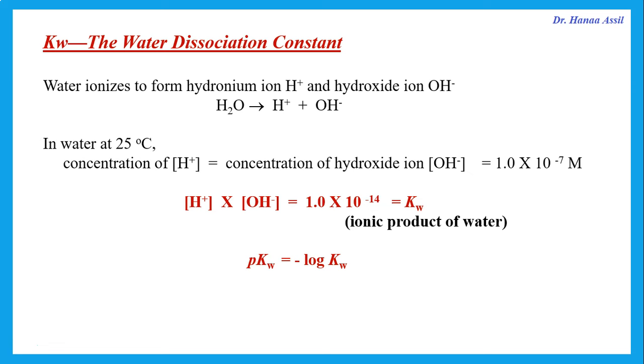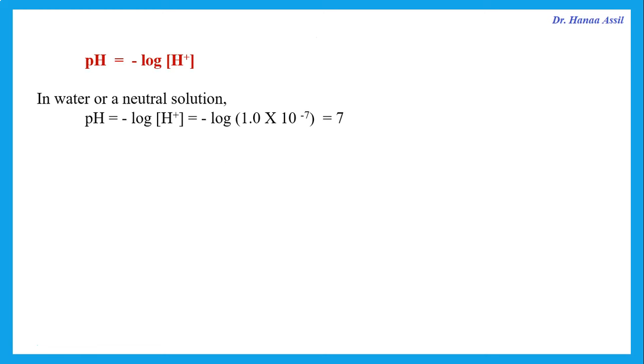And the pKw is minus log of Kw. We should know the word pH actually means minus log concentration of H+ ions. So in water or any neutral solution, the pH is minus log concentration of H+ ions. We said the concentration of H+ ions is 10 to the minus 7. So minus log of that is 7. And that is why we give water the pH 7, because it's a neutral solution.